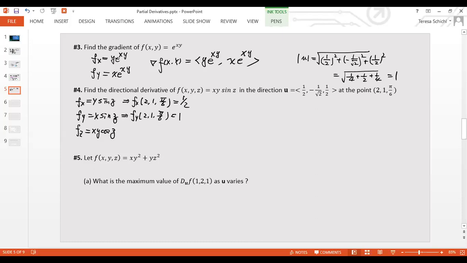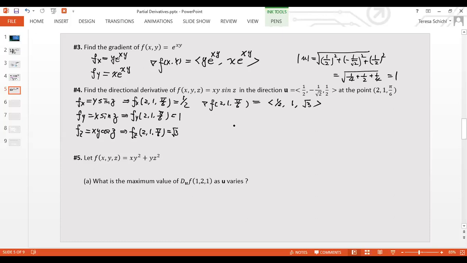And then f_z here, okay? So f_z is xy, so 1 times 2 is 2, times cosine, which gives square root of 3 over 2. So this will be the square root of 3. Okay, so now we do the same thing. So this is my del f, right? So the del f at (2, 1, π/6) is 1/2, 1, and the square root of 3.